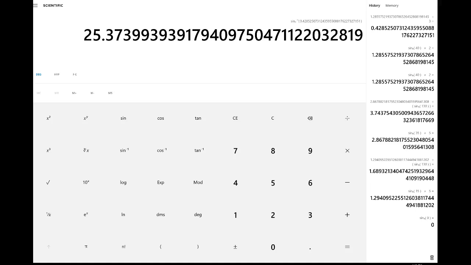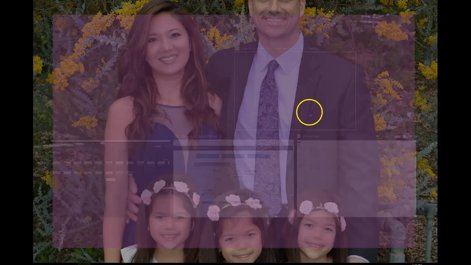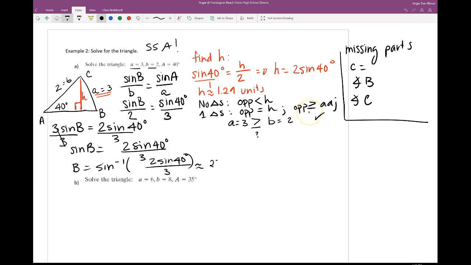So there you go, 25.3739. To 2 decimal places that gives me 25.37, so this is about 25.37 degrees. But let me double check that with my graphing calculator to make sure I'm doing it correctly. So give me a second. Let me punch in the inside, 2 times sine of 40 divided by 3, then sine inverse of that.